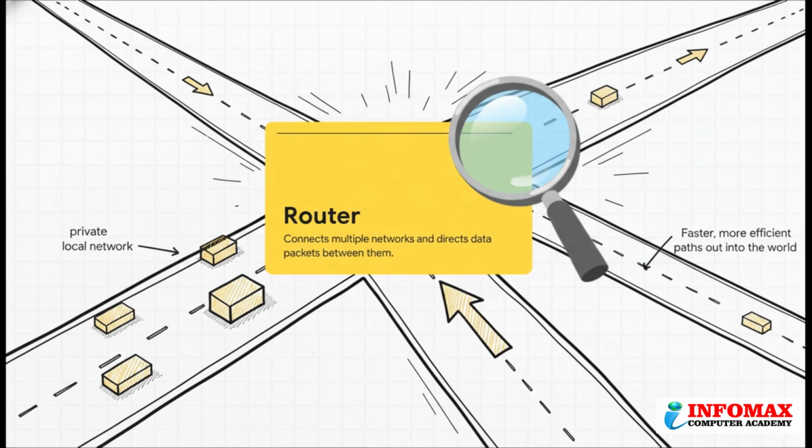Right. Once the message is translated, the router steps in. The router is the ultimate traffic cop. It's standing right at the intersection between your private little network and the massive public internet. It takes one look at our data packet's destination address and says, okay, you need to go that way. It directs it onto the fastest and most efficient path to get where it's going.